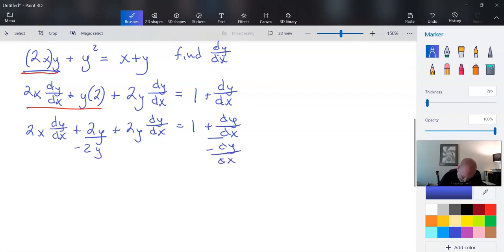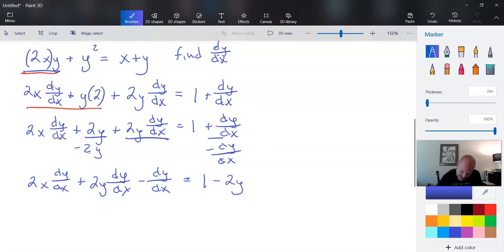So that gives me 2x dy dx plus 2y dy dx, right? That's this term. And then I subtract the dy dx over, minus dy dx equals, and then I subtracted this 2y to the other side, so it's 1 minus 2y now. Okay, if you need to go back and look at that carefully, back it up and just pause at each step and make sure you understand it.